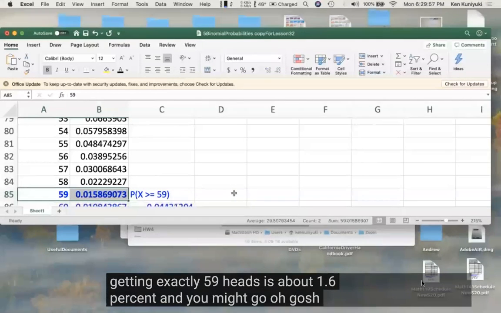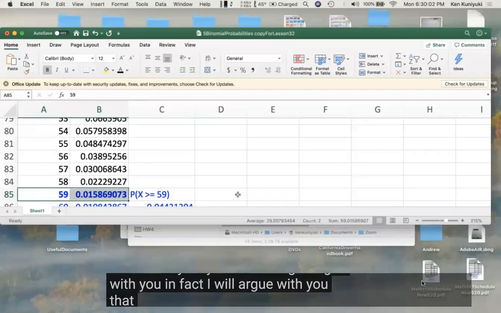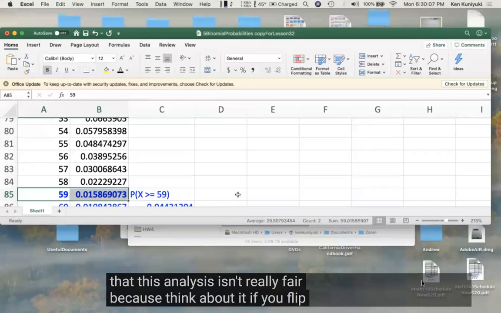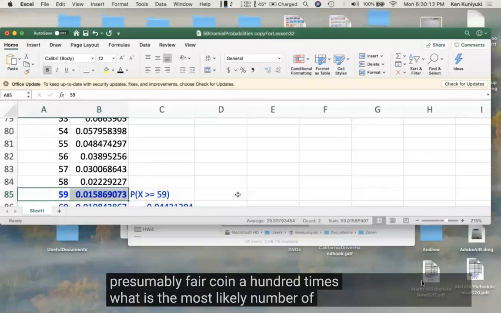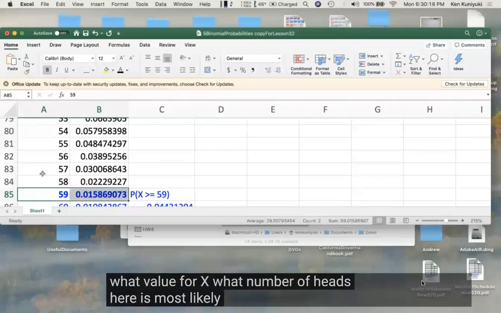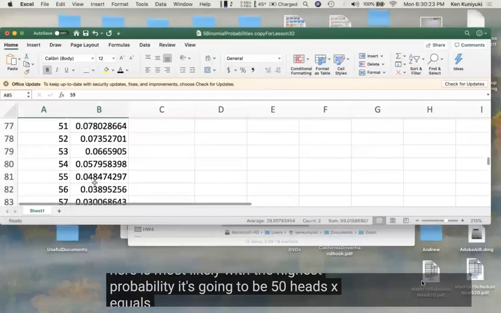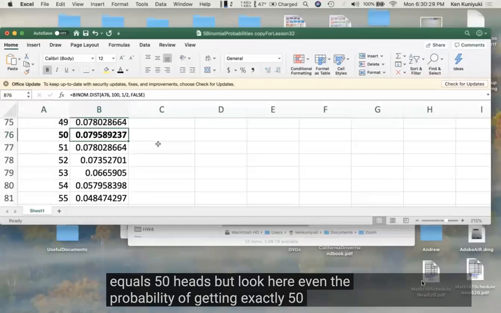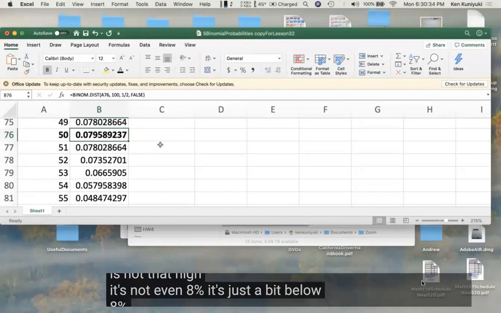And you might go, well, gosh, that sounds very, very low. But I might argue with you, in fact, I will argue with you, that this analysis isn't really fair. Because think about it. If you flip a presumably fair coin 100 times, what is the most likely number of heads? What value for x? What number of heads here is most likely with the highest probability? It's going to be 50 heads. X equals 50 heads. But look here, even the probability of getting exactly 50 heads is not that high. It's not even 8%. It's just a bit below 8%.